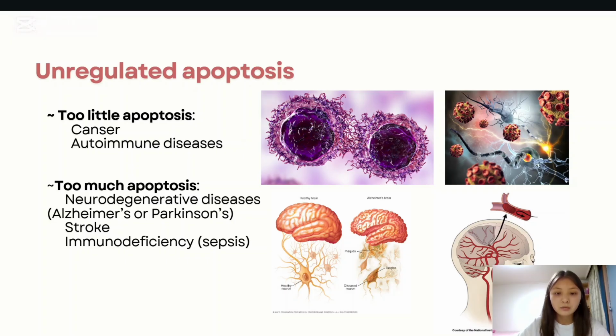When apoptosis is unregulated, it can cause some serious disease. Too little apoptosis allows abnormal cells to survive, and this can cause cancer and autoimmune disease. But too much apoptosis can also cause disease. It can destroy too many cells and lead to neurodegenerative diseases like Alzheimer's and Parkinson's, and also to immunodeficiency disorders like sepsis.